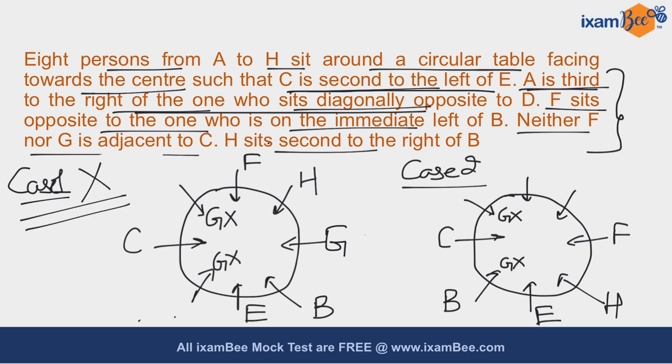You can try fixing it, but you will not be able to fix it. However, if you try fixing in case number 2, you know that A is third to the right of the one who sits diagonally opposite to D. So if D is placed over here and you know that H is diagonally opposite to D, and A is third to the right of the one who sits diagonally opposite to D, you can place A over here and G over here. So this is the correct arrangement, and based on this arrangement you have to find your answers.